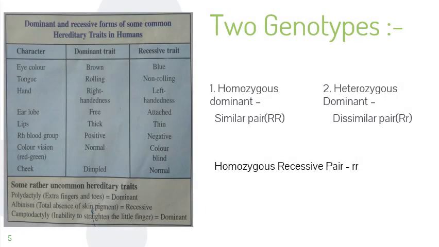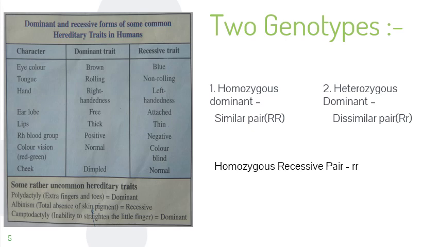Let's do the same example for tongue rollers. Now for the phenotype, there are two genotypes. One is homozygous dominant and the other is heterozygous dominant. Now let's see what is homozygous dominant. It is a condition in which the alleles are identical or the same. For example, homozygous for red color flower is R, which is dominant, and for white color flower it is r, which is recessive.